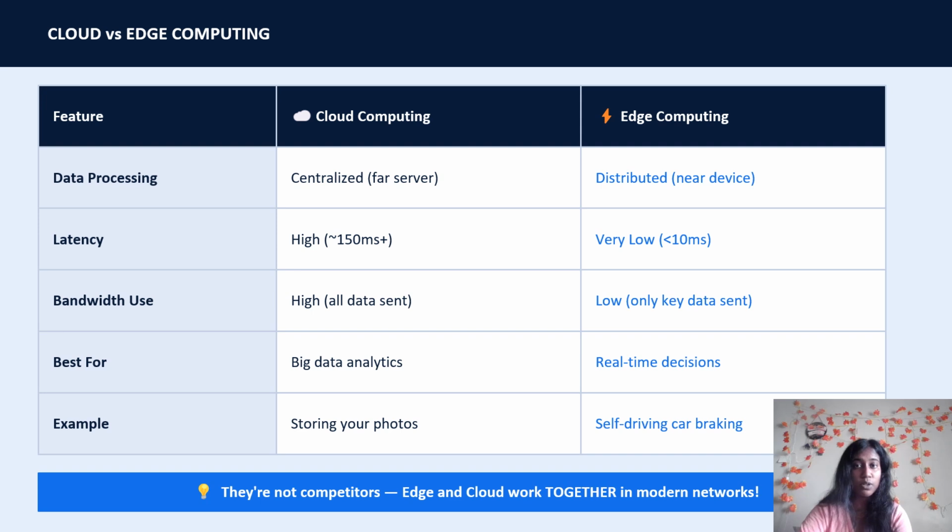And here's what I want you to remember. They are not rivals. In every modern system, edge handles the urgent local stuff and cloud handles the heavy long-term stuff. So they're a team that works hand in hand to make the network work smoothly.